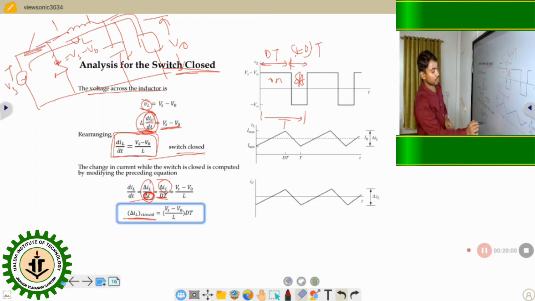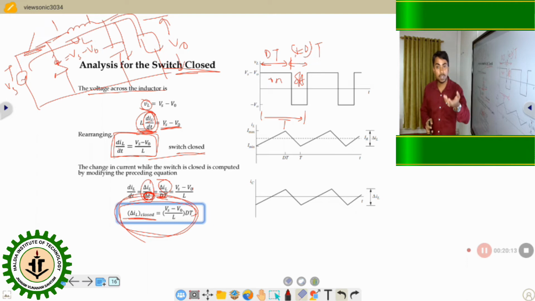Now we analyze this when the switch is open. We know our assumption is that the net change in inductor current must be 0. So the inductor current change for closed and for open, if we sum these two, it will be 0. So we will do it and see what the result is.